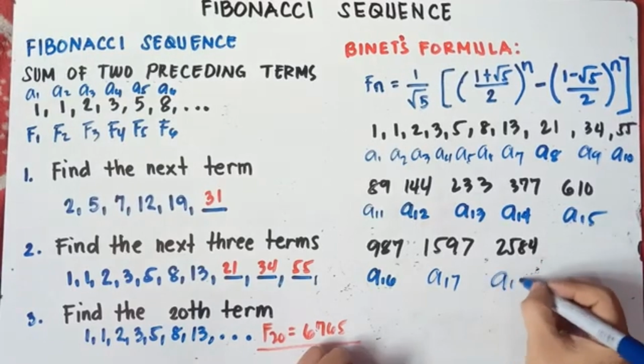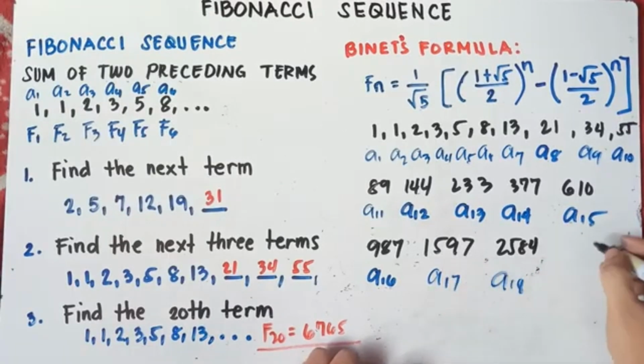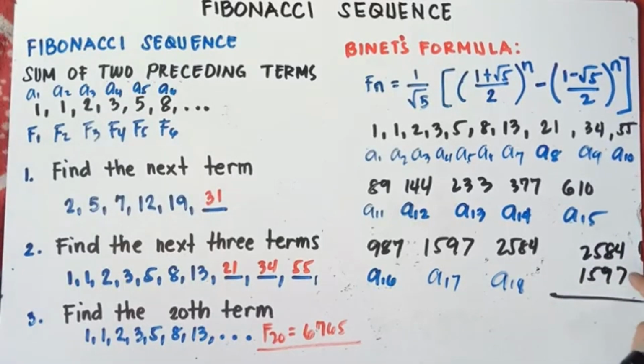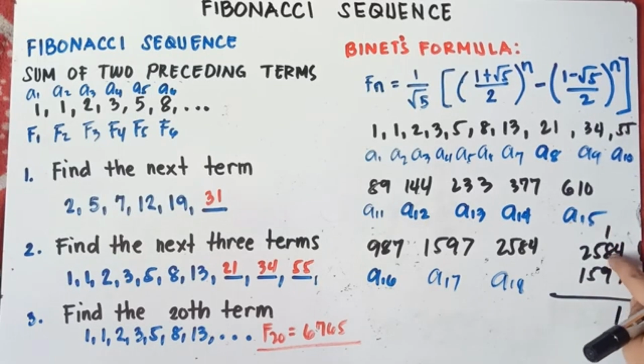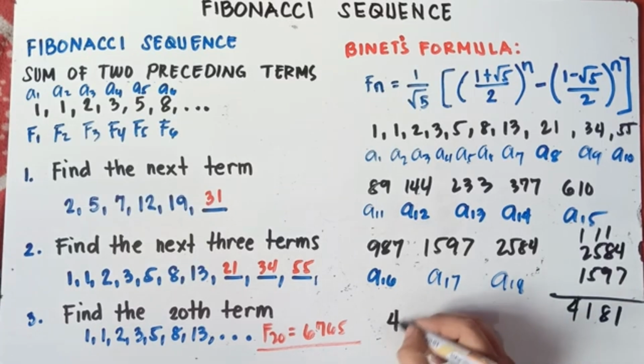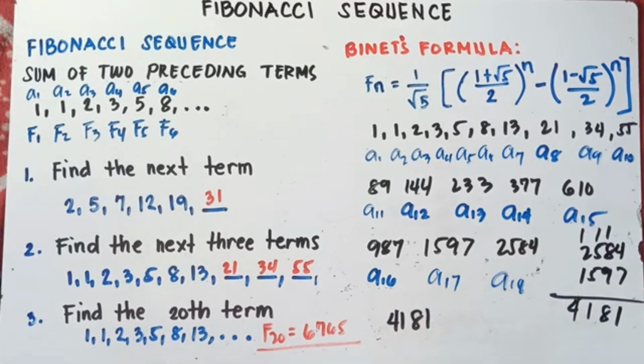So last 2. You add 2584 plus 1597. 4 plus 7 is 11, carry 1. 1 plus 8 is 9, plus 9 is 18, carry 1. 1 plus 5 is 6, plus 5 is 11, carry 1, 4181. Okay, 4181, that would be your 19th term.